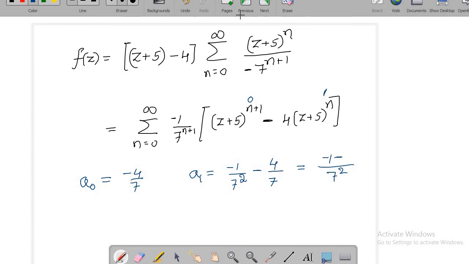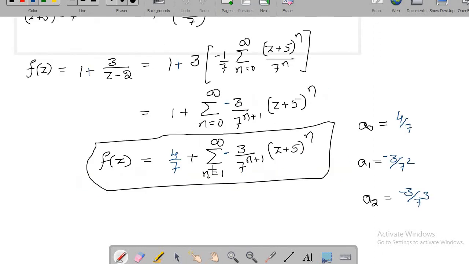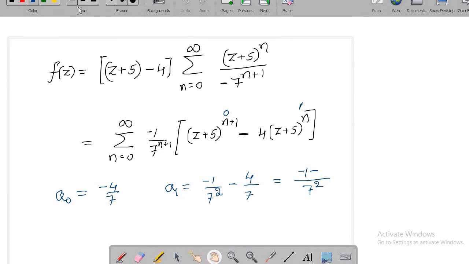I'm not getting negative 3 by 7 square, but here we got negative 3 by 7 square. So what is wrong? Oh yeah, this one, it is actually 1, and this is actually square. Now we'll get the result. So now when you take LCM, 7 square is the LCM, and minus into minus, this will be plus. So negative 7 plus 4, so this will be negative 3 by 7 square. So a naught is negative 4 by 7, a1 is negative 3 by 7 square.